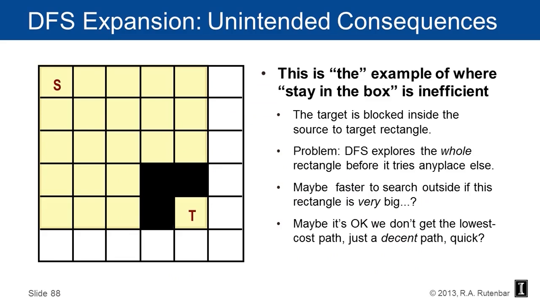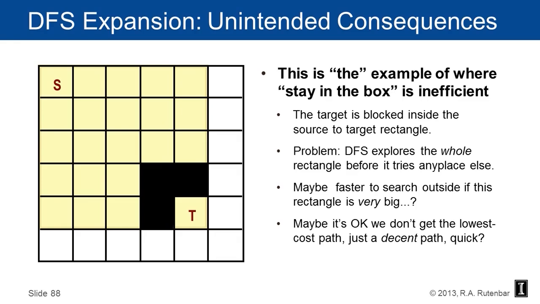So here again is my 6x6 grid. The source is now in the upper left, the target is in the lower right, and there's a big black obstacle around the target. One of the problems is that this very simple expansion scheme wants to expand all the cells in the source to target box before it will go outside the box to find the path. And it turns out you cannot route this source to target inside the source to target box. You have to go out. And so that makes this particular case a little inefficient.